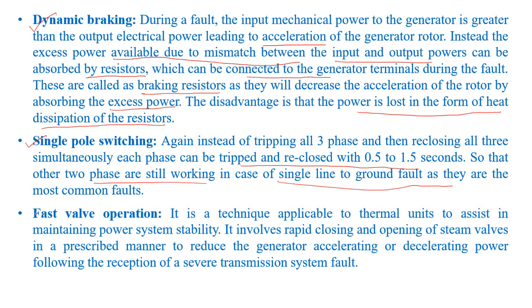Then fast valve operation. It is a technique applicable to thermal units to assist in maintaining the power system stability. We know the governor mechanism. If the governor mechanism is faster, then it helps in balancing the power mismatch very quickly. So it involves rapid closing and opening of the steam valves in a prescribed manner to reduce the generator accelerating or decelerating power following the reception of a severe transmission system fault.